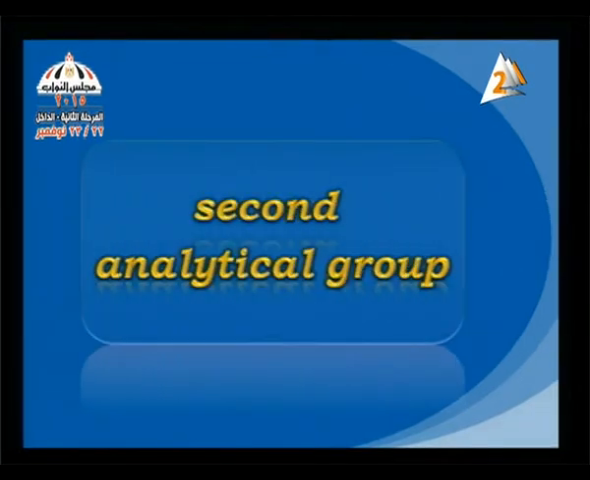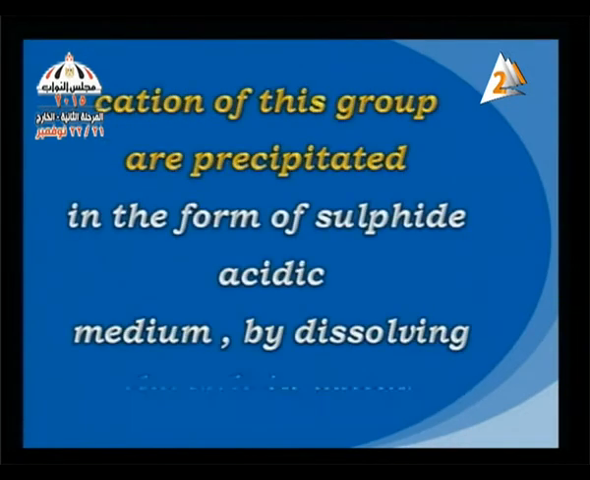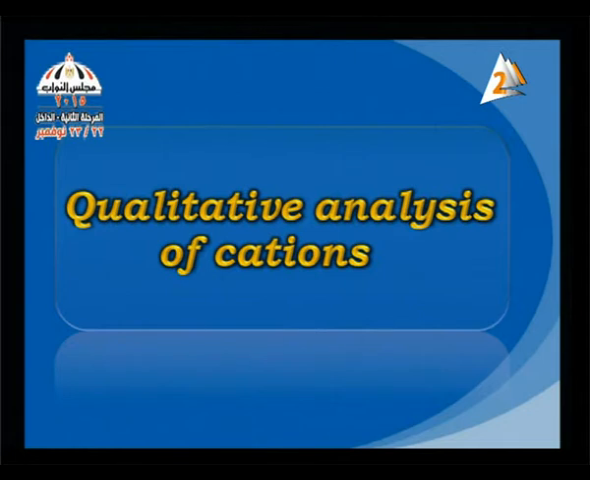Now, what about the second part? We have the analytical group. Do you think we travel to the other part of the lesson? This is anions? Do you think it's anions? No, they are called cations. Tell me, what are the cations after this group? Look at this. Oh, qualitative analysis of the cations.